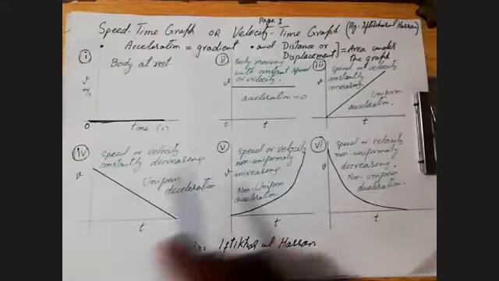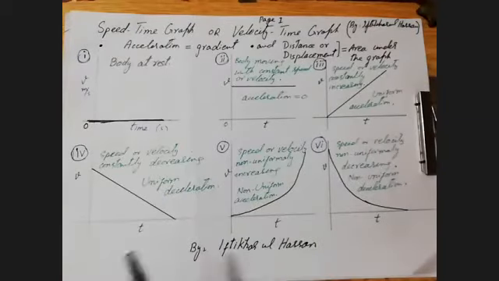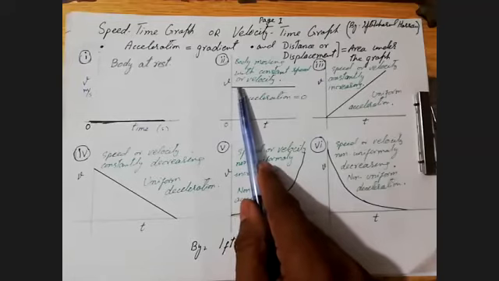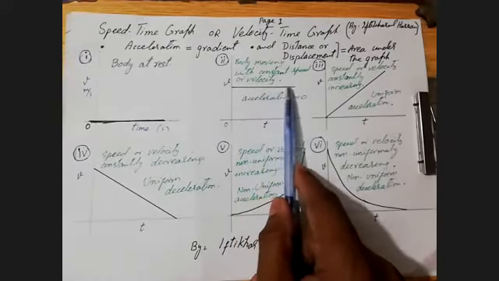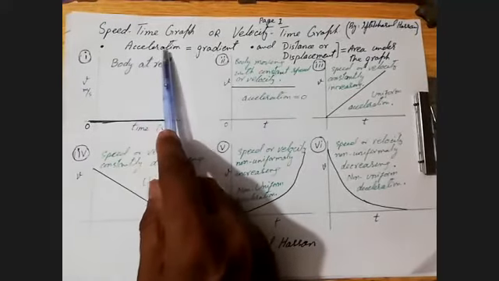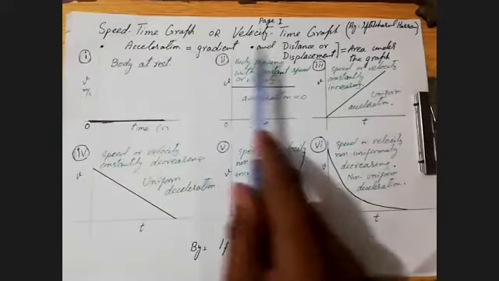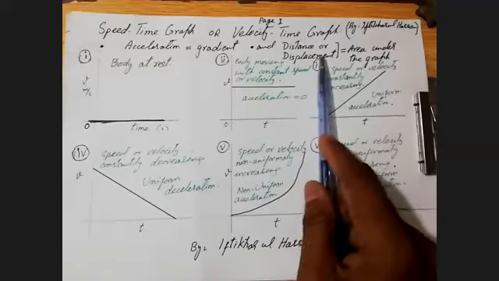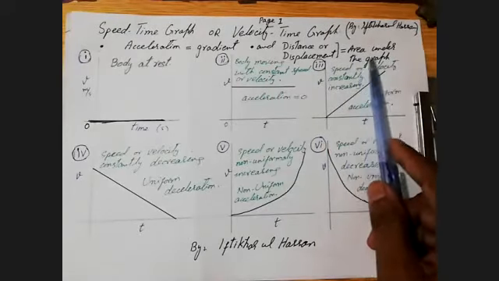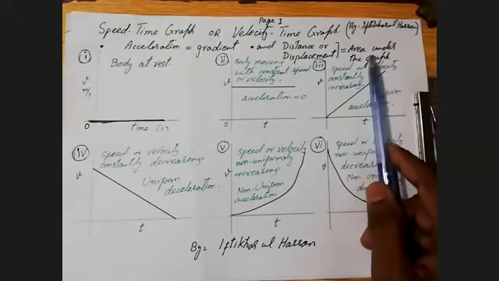When we are studying the speed time graph or the velocity time graph, one very important thing is that the gradient of this velocity time graph gives you the acceleration. Here I have written that the gradient of the velocity time graph gives you the acceleration, and the distance or displacement can be calculated by the area under the graph. This I'll explain to you, inshallah, during the course of this lecture.